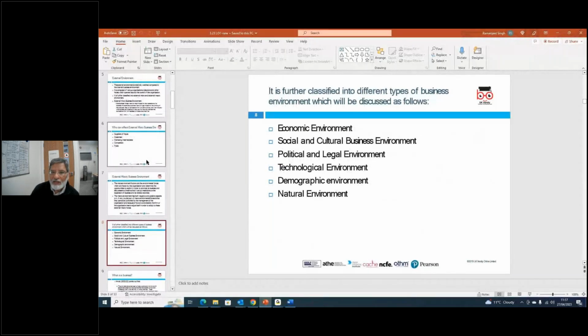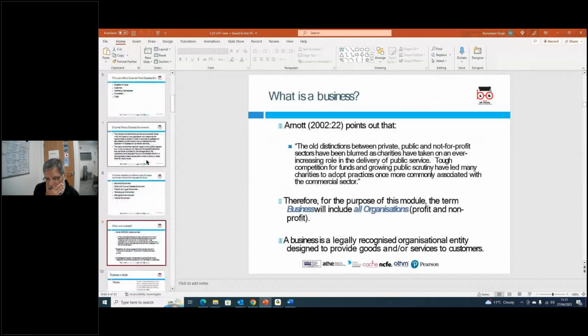Okay. Right. We said, what is a business? Business is there to make a profit. It provides goods and services. There's no such specific definition of a business. I'll just take one. Can you see this screen? What is a business? Yeah. Okay. So it says there are different definitions of business. Depends how you look at it.